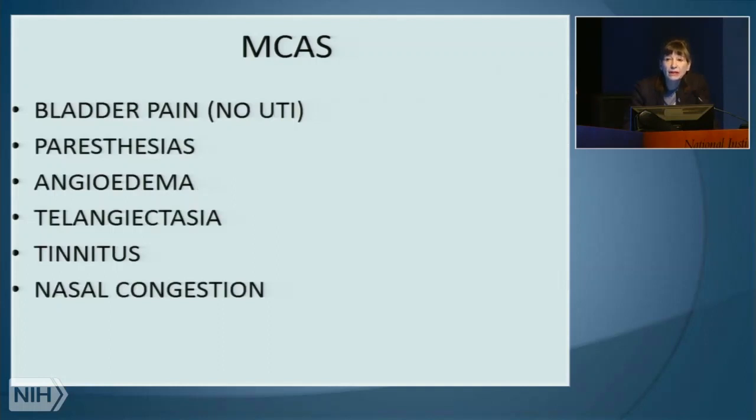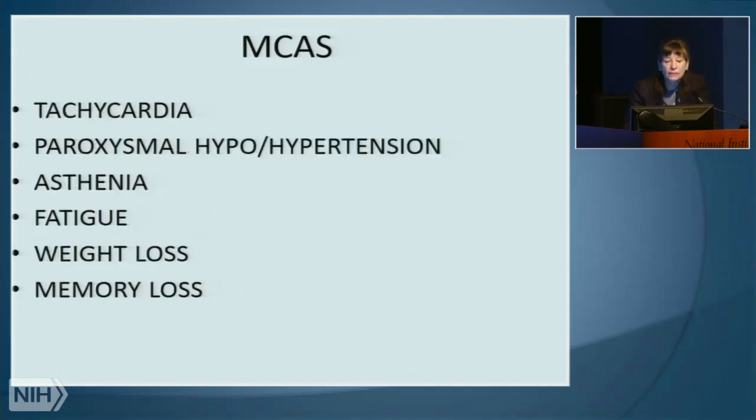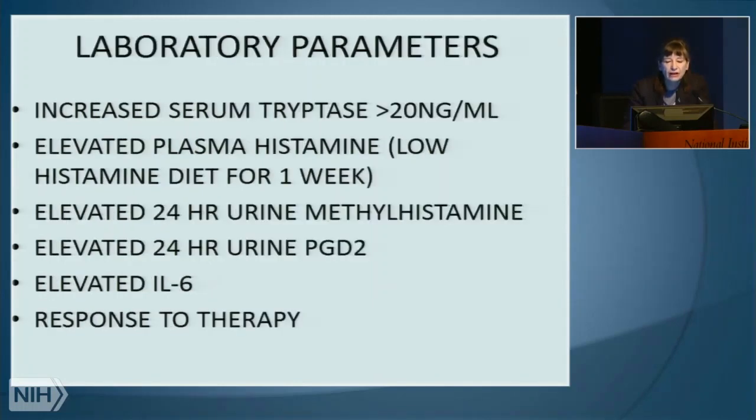Bladder pain, because mast cells are found in the bladders in some patients with interstitial cystitis, paresthesias, angioedema or swelling of the lips or tongue, telangiectasias or evidence of bruising in the skin, tinnitus, nasal congestion, and once again, these various cardiac manifestations, tachycardia, asthenia, fatigue, weight loss, memory loss, and I'll go on in a few minutes to outline why that might be.